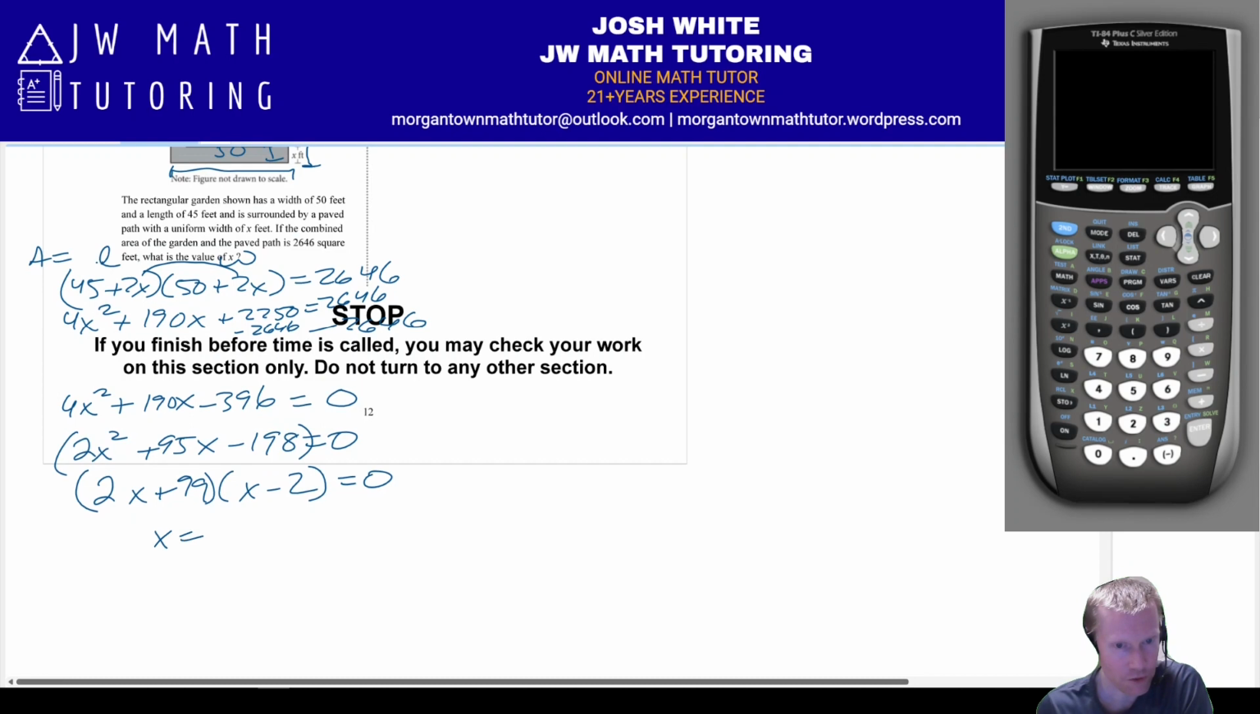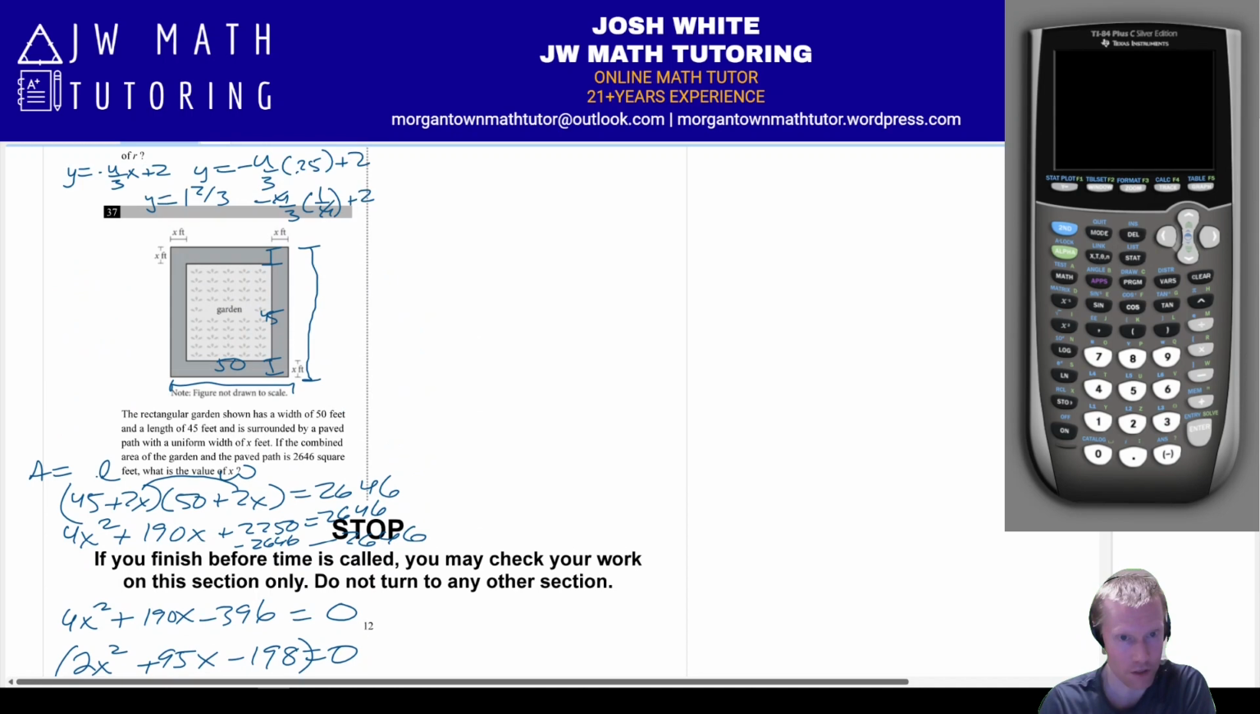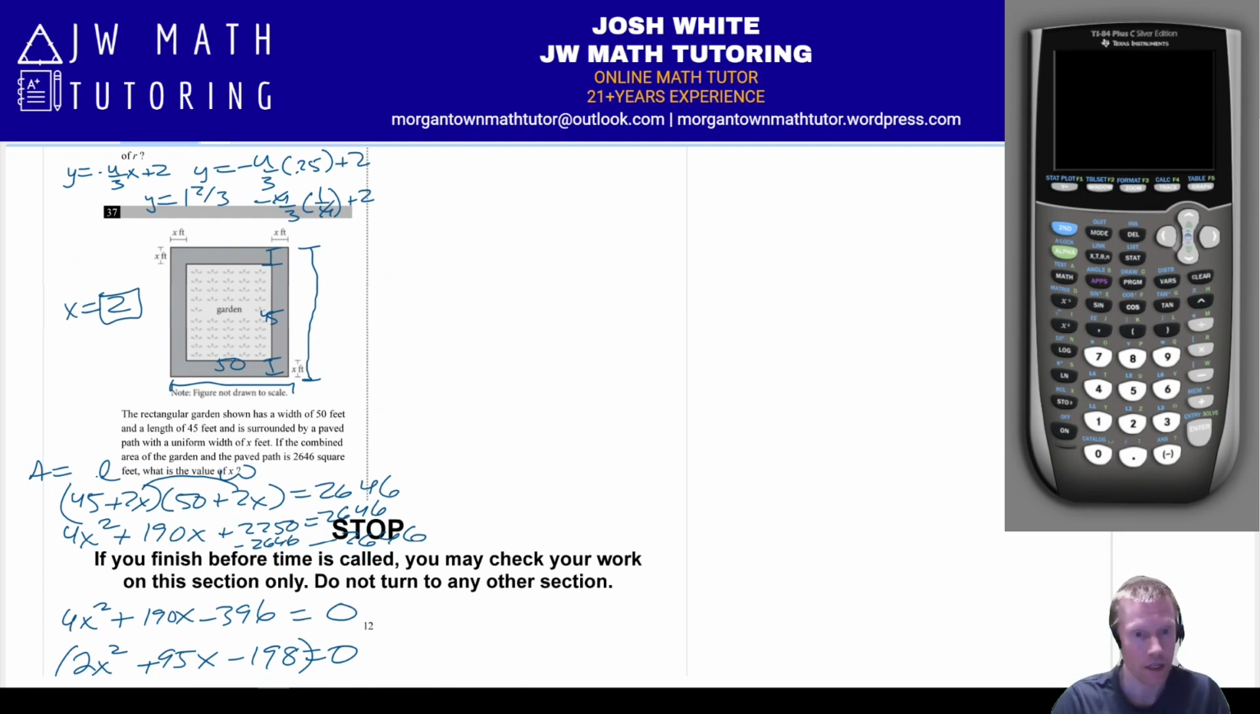So we get two answers. We get x equals 2, or we get x equals negative 99 over 2. Obviously, the negative value we disregard. So the correct answer for this one is just going to be positive 2. So 2 is just what you would grid in. Just wanted to show you real quick.